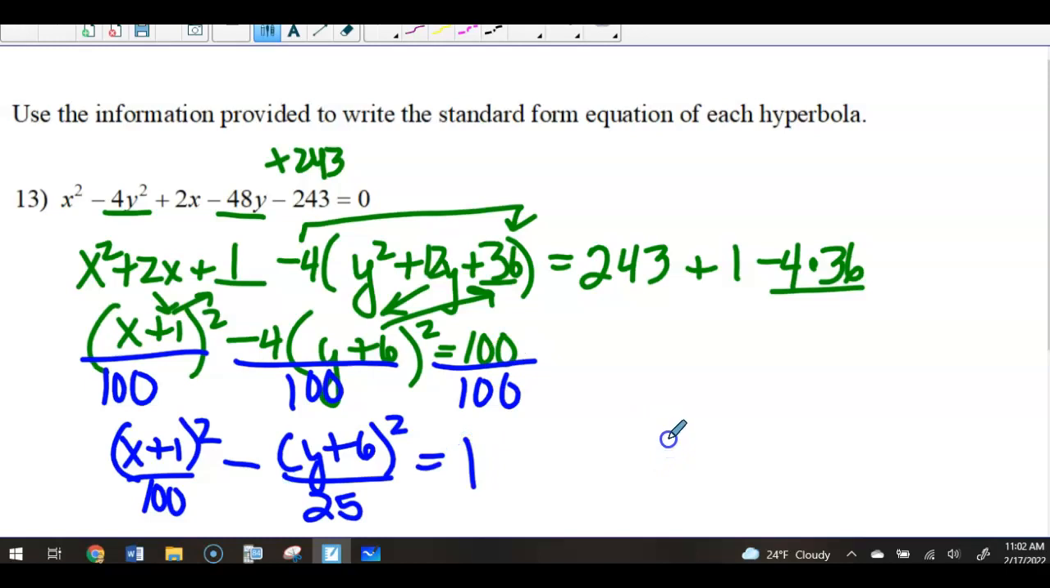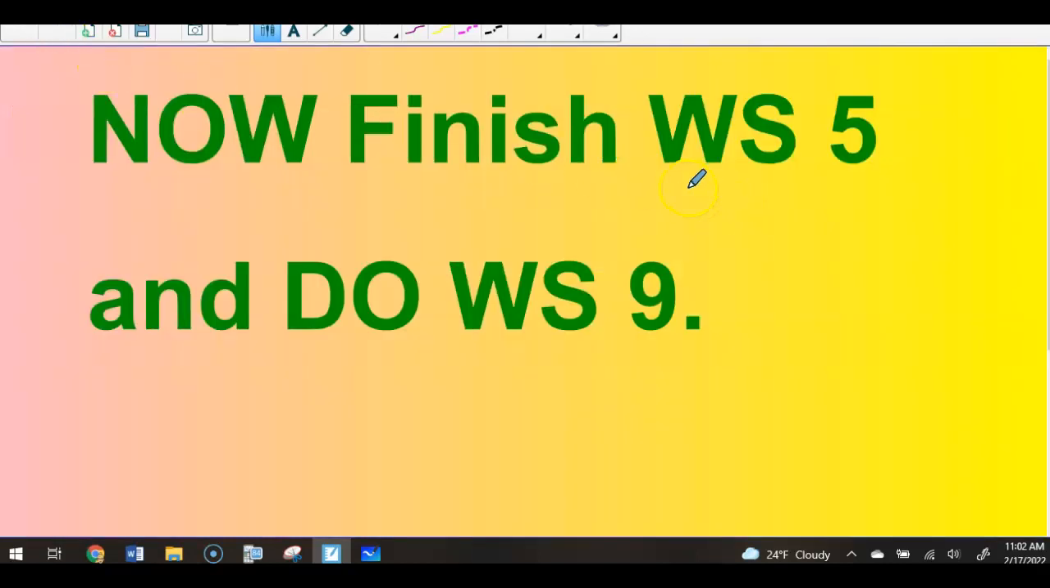So I'm done. All right, so your homework is to finish worksheet 5 and then do worksheet 9, which reviews hyperbolas and also reviews inverse trig. Okay, that's where you use the unit circle. On the quiz, I give you a unit circle that you can color and renumber, okay?